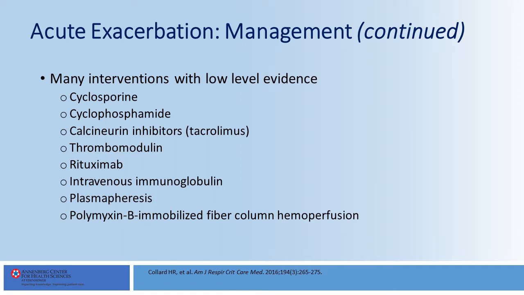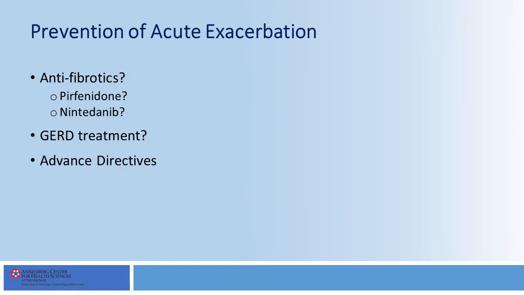And there are many publications with many other pharmacological agents and other therapies to treat acute exacerbations that have never been compared against placebo. There's no controlled trials. These are case series. Drugs like cyclosporin, cyclophosphamide, tacrolimus, thrombomodulin, rituximab, IVIG. People have used plasmapheresis. And even polymyxin immobilized fiber column hemoperfusion, mostly used in Asia, has been tried. And so whether or not these things work, we don't know. And certainly shouldn't be used in all cases.